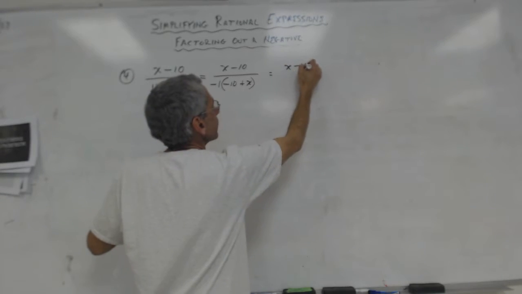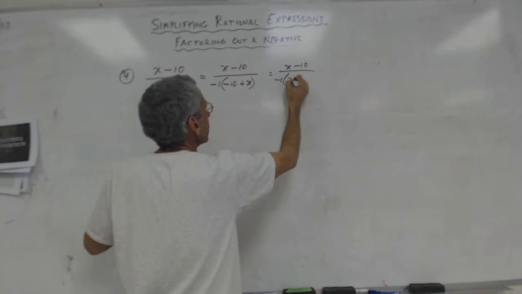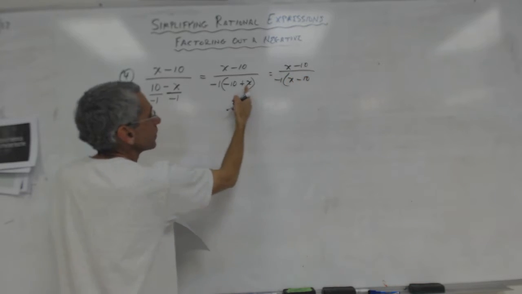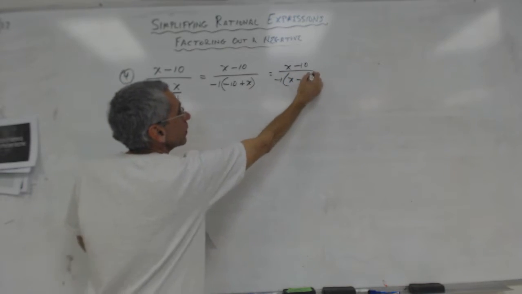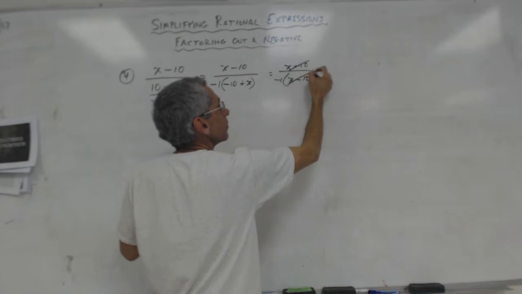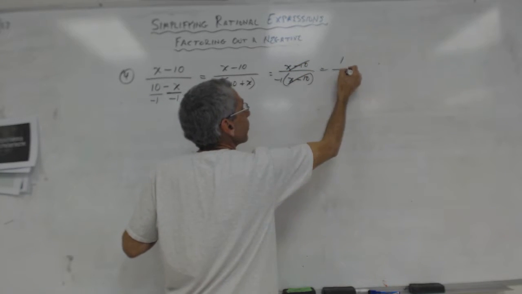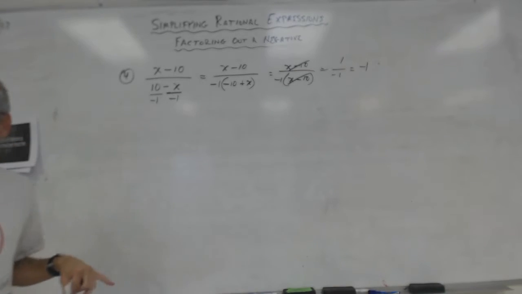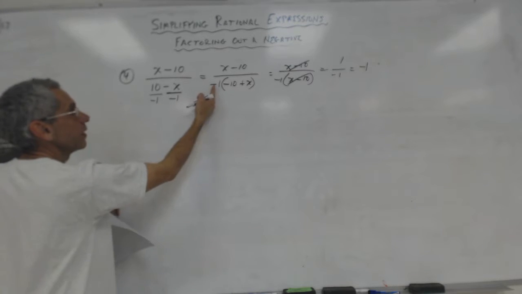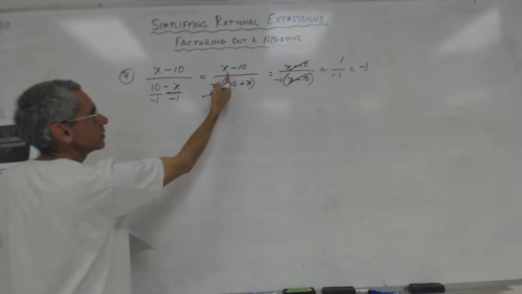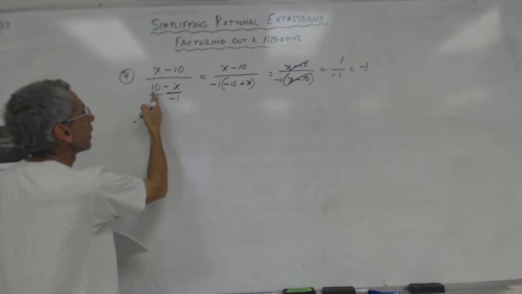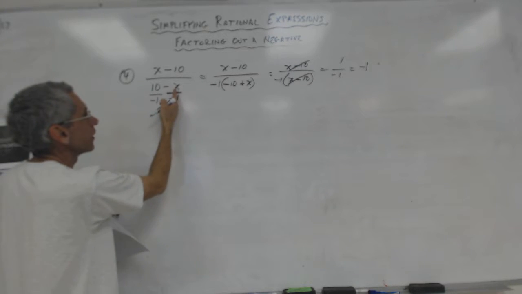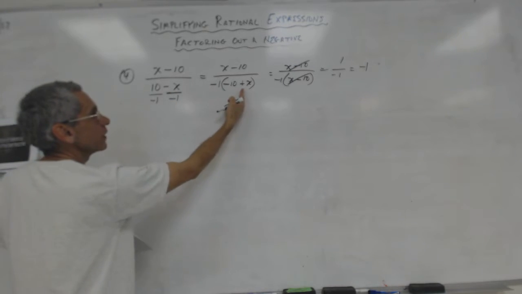So I could have x minus 10 over negative 1 parenthesis x minus 10, because the x is positive and the 10 is negative. And now these are the same. So I can just say 1 over negative 1, which is negative 1. You with me? Factoring out means I'm dividing this number by negative 1 and this number by negative 1.